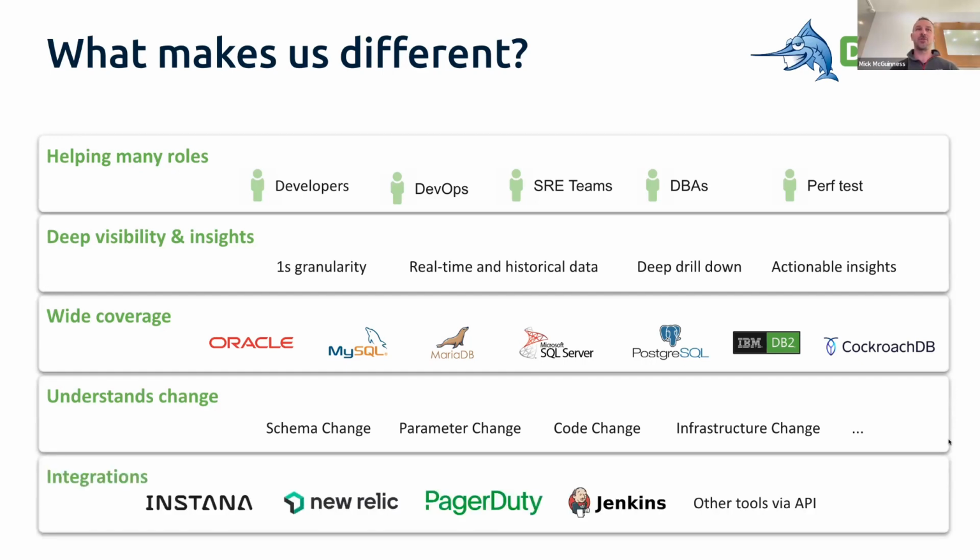As far as integrations we already have, we integrate with some of the other observability tools, and we also integrate with PagerDuty from an alerting point of view. And then we integrate into not just Jenkins, but any kind of CI/CD tool. And we like to be open and integrate with as many things as possible.